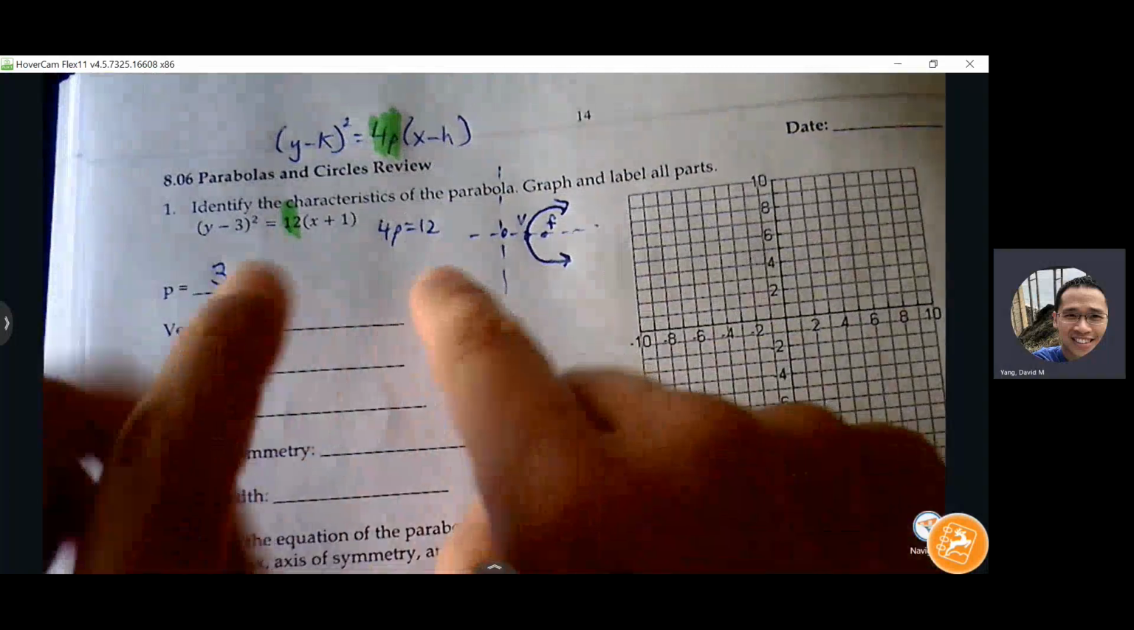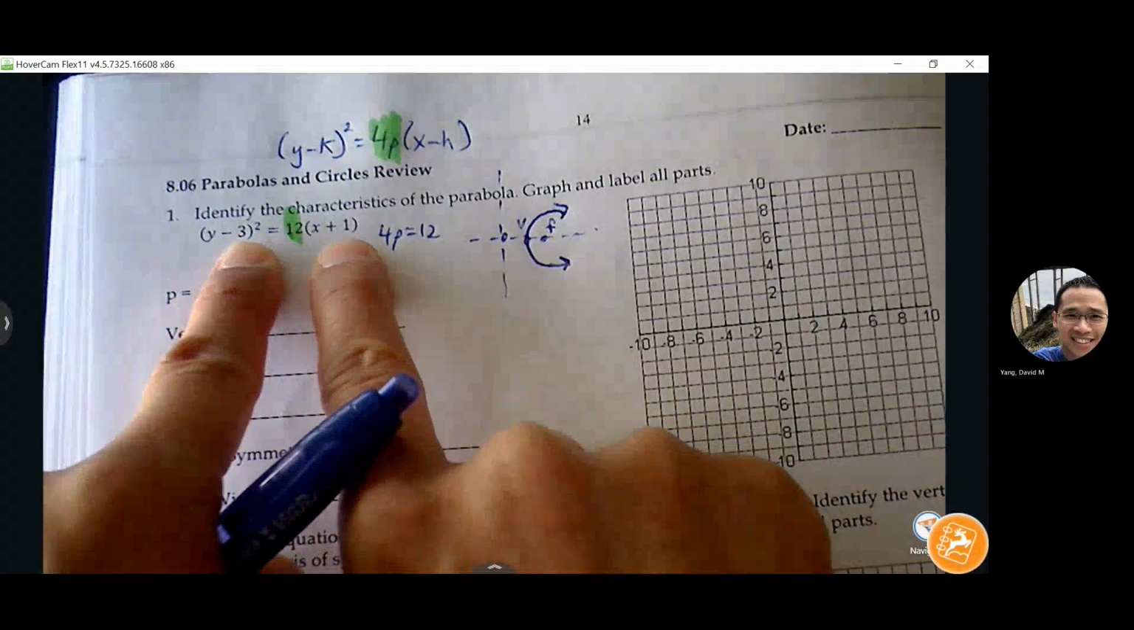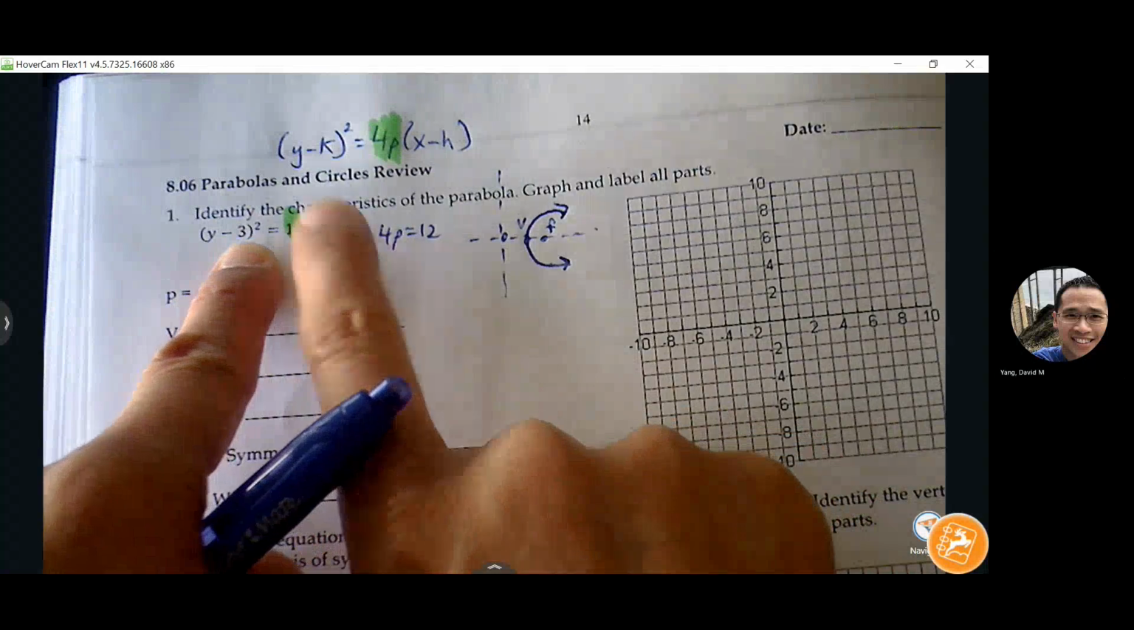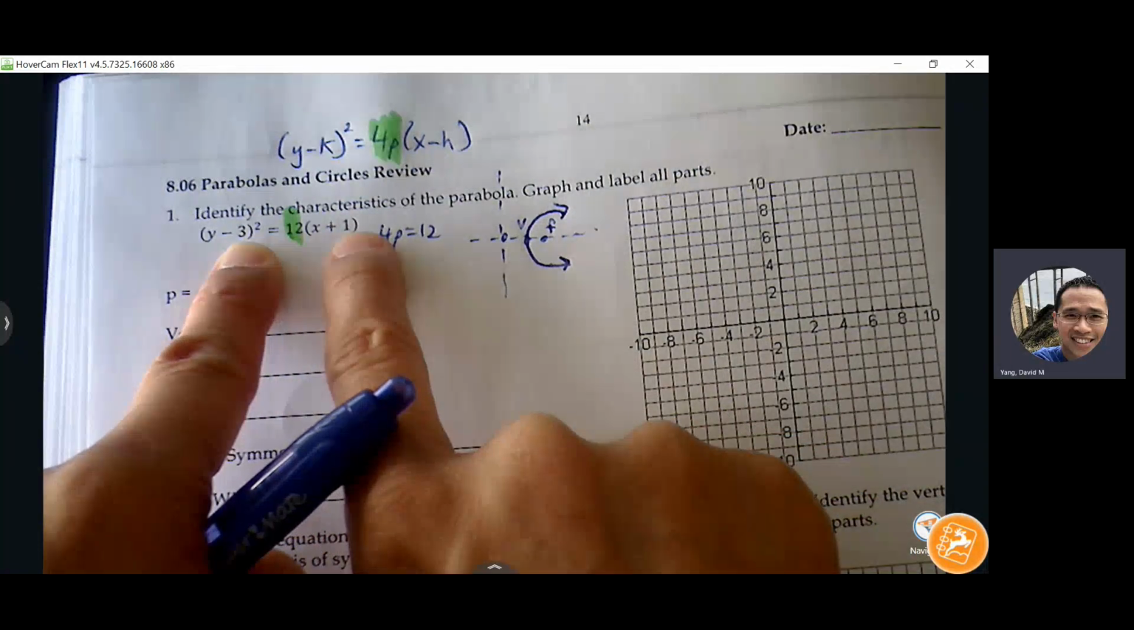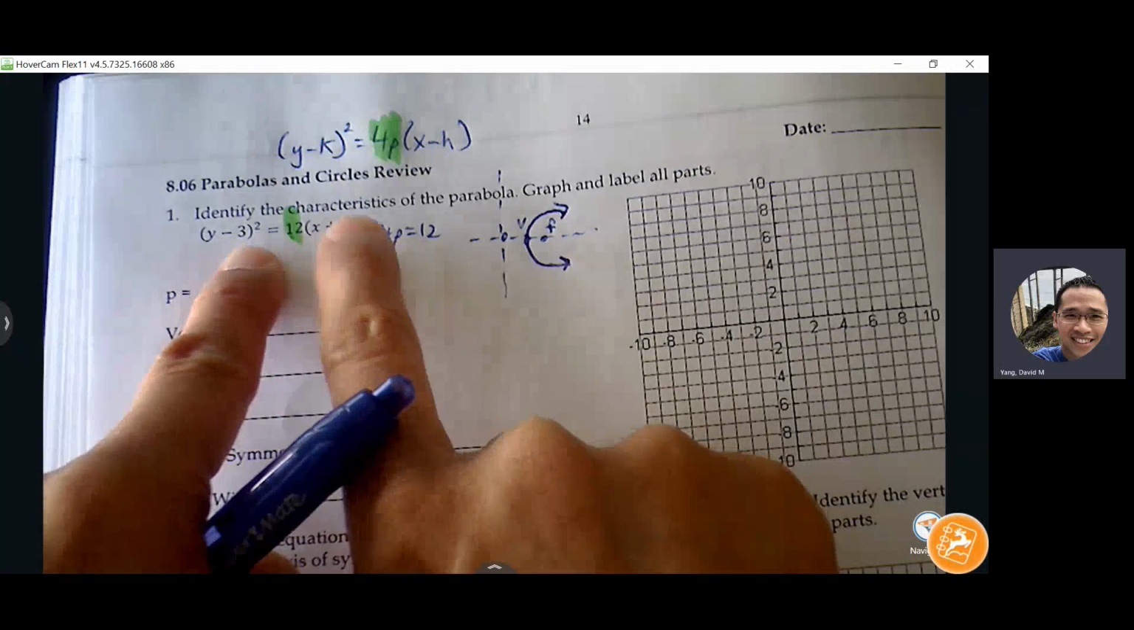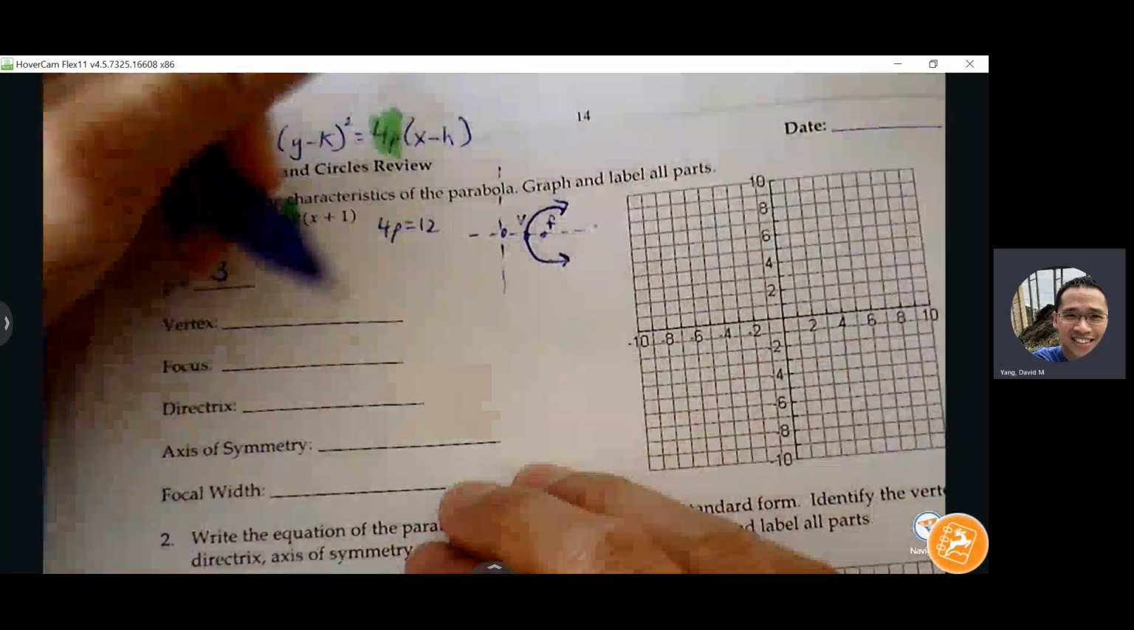All right, what's the vertex? Good. Follow the x first. Your h is with the x. Your k is with the y. So negative 1, 3. Always change the signs as well.